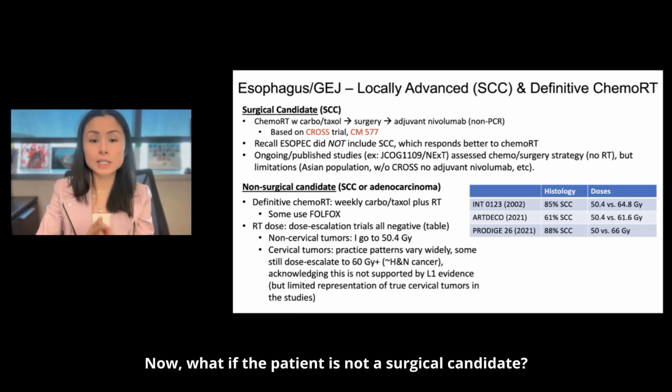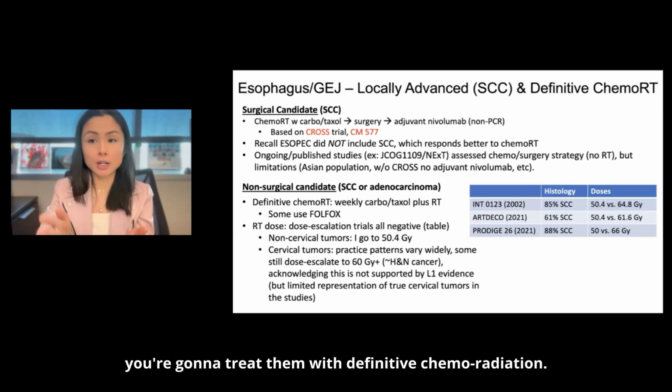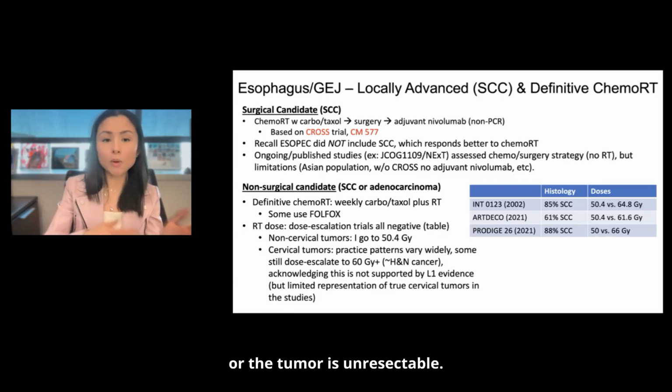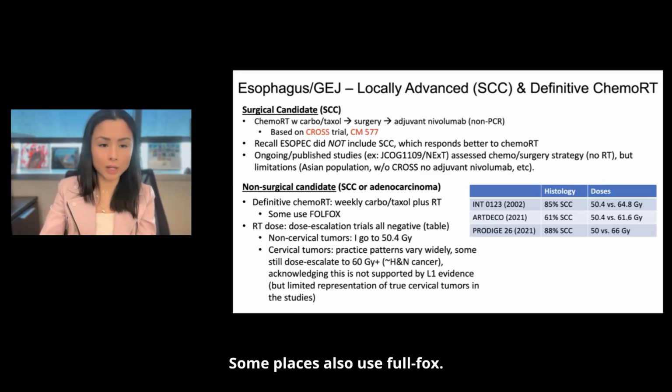Now, what if the patient is not a surgical candidate? Regardless of histology, you're going to treat them with definitive chemoradiation. So not surgical, meaning they're medically inoperable or the tumor is unresectable. We typically give carbotaxol. Some places also use FOLFOX.